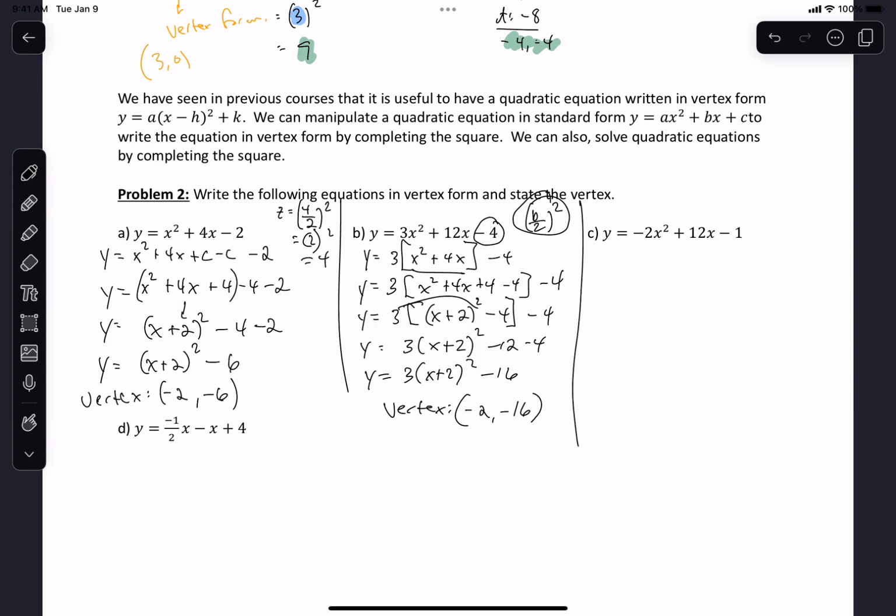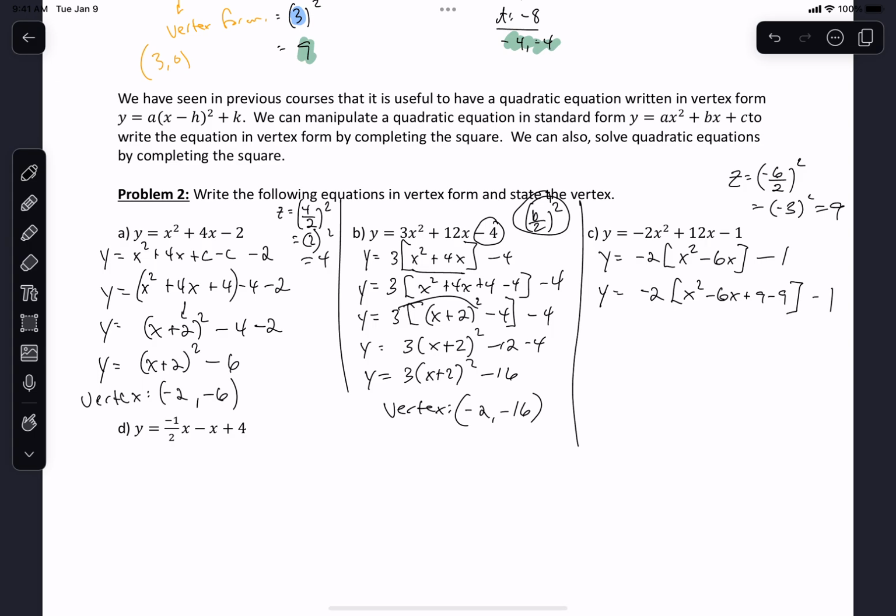Next one. Again, factor out that negative 2. Okay, don't touch the last term because it doesn't affect anything until the very end. Now the z value here is negative 6 divided by 2 squared, which is negative 3 squared, which is 9. So y is going to be negative 2 square bracket x squared minus 6x plus 9 minus 9 close bracket minus 1. First 3 create a perfect square trinomial, specifically with that x minus 3, like negative 3 are the factors that satisfy the multiplication to 9 and add to negative 6. Okay, this is really honestly just the same thing over and over again, this process.